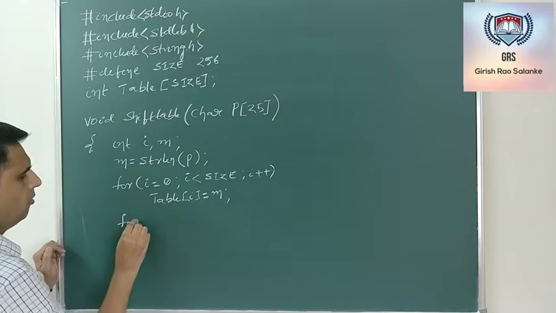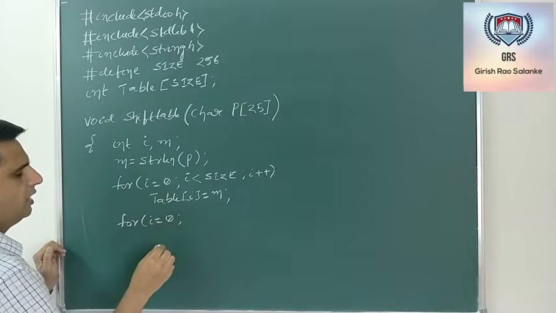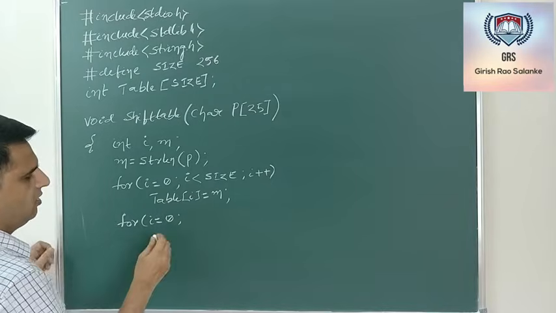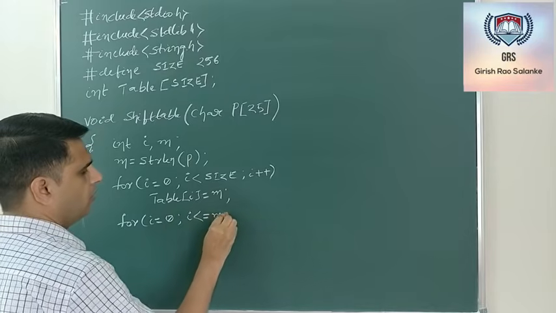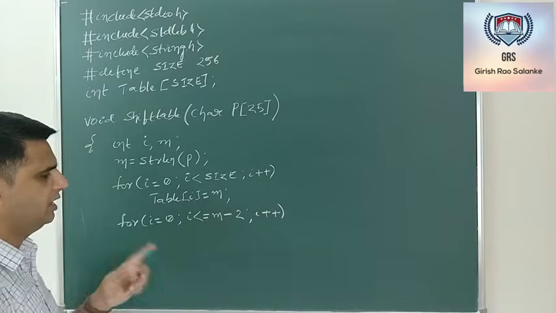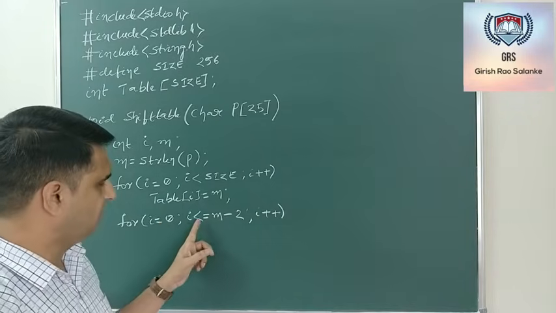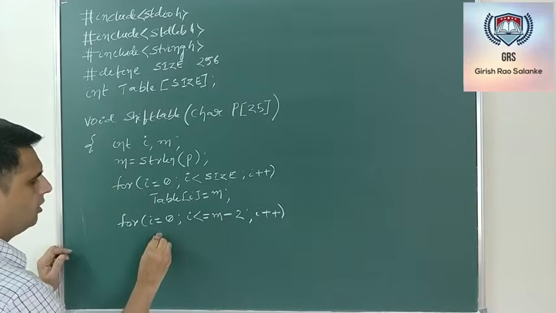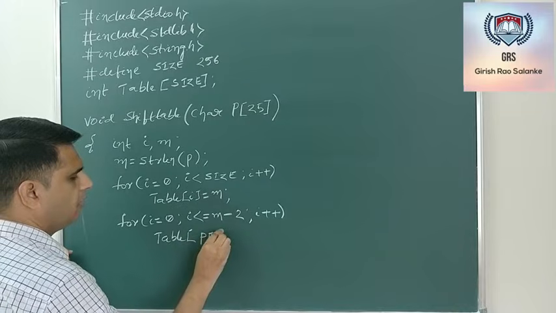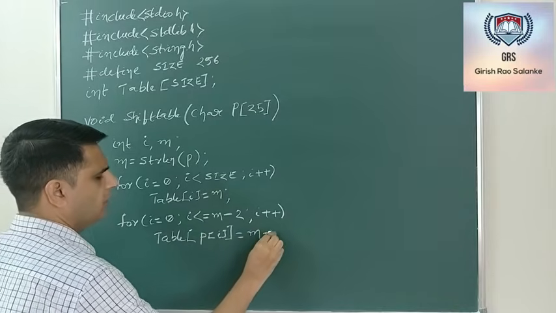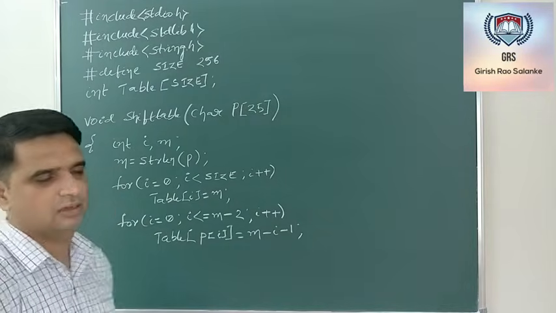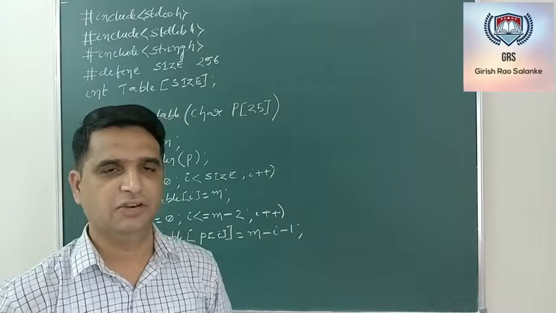Next, for the characters in the pattern, I should update the shift value. For i equal to 0, i less than or equal to m minus 2, i plus plus. Please note that once again, here I should not consider the last character. Table of P of i is equal to m minus i minus 1. Now, this is the function for constructing the shift table.